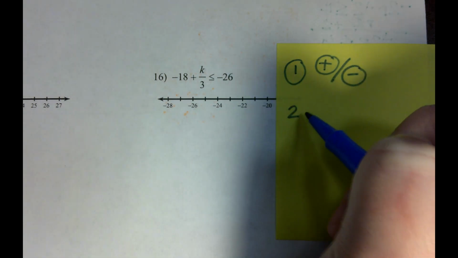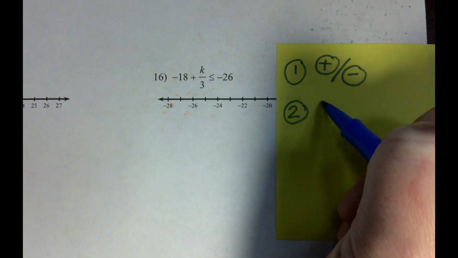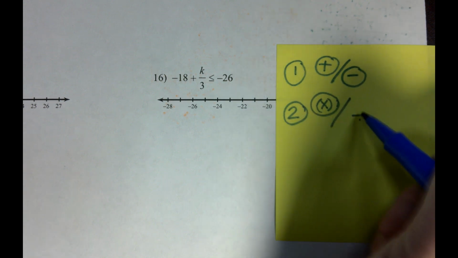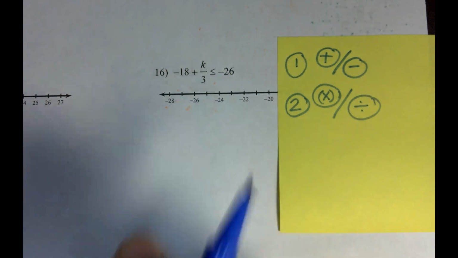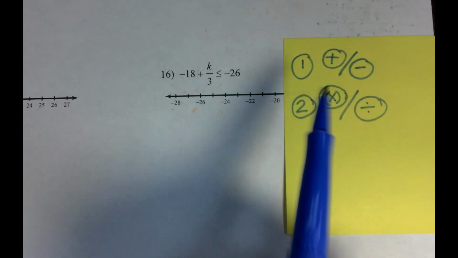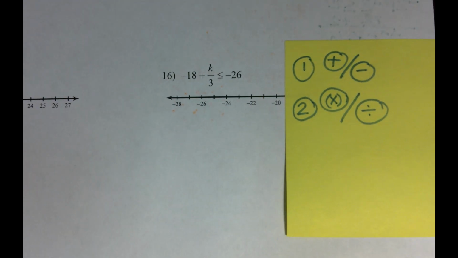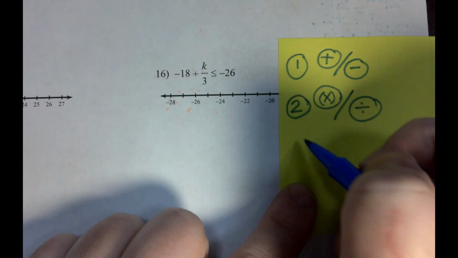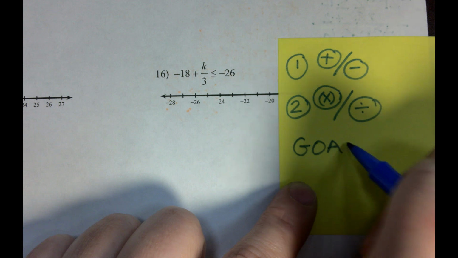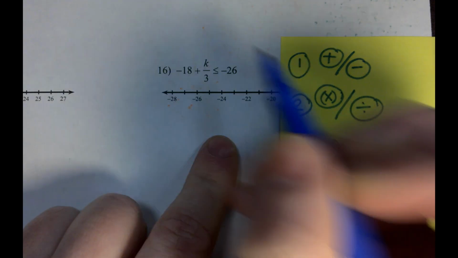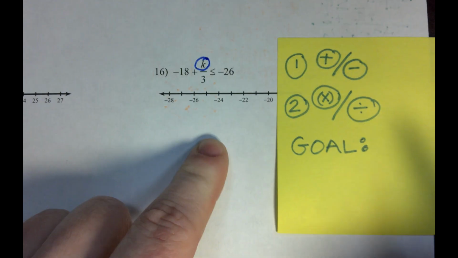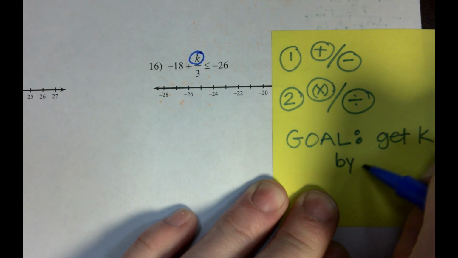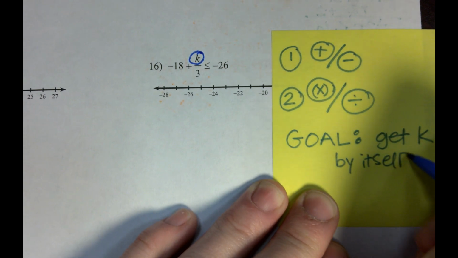After we get rid of addition and subtraction, then what? Multiplication and division. Good. So, what can we get rid of first? The 18. Remember, our goal never changes. It's to get the variable by itself. Variable is k. So get k by itself.